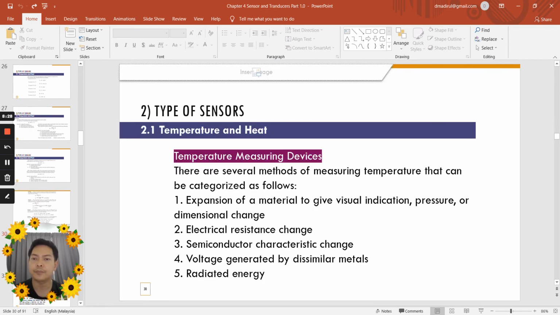Temperature measuring devices. There are several methods of measuring temperature that can be categorized as follows: expansion of material to give a visual indication, pressure or dimensional change, electrical resistance change, semiconductor characteristic change, voltage generated by similar metals, and also radiated energy. So there are a lot of temperature measuring devices, and they can be categorized into 5 categories depending on how they work.